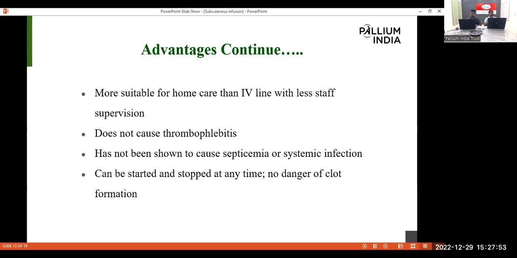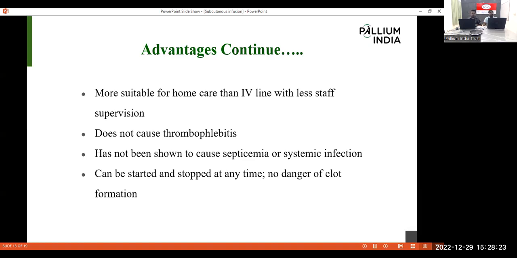Then this subcutaneous route of injection does not cause any thrombophlebitis, as happens with IV cannulation. Already I told you there is no involvement of the circulatory system, so there is no chance of septicemia or any systemic infection with subcutaneous infusion. Then at any time we can stop and start subcutaneously.